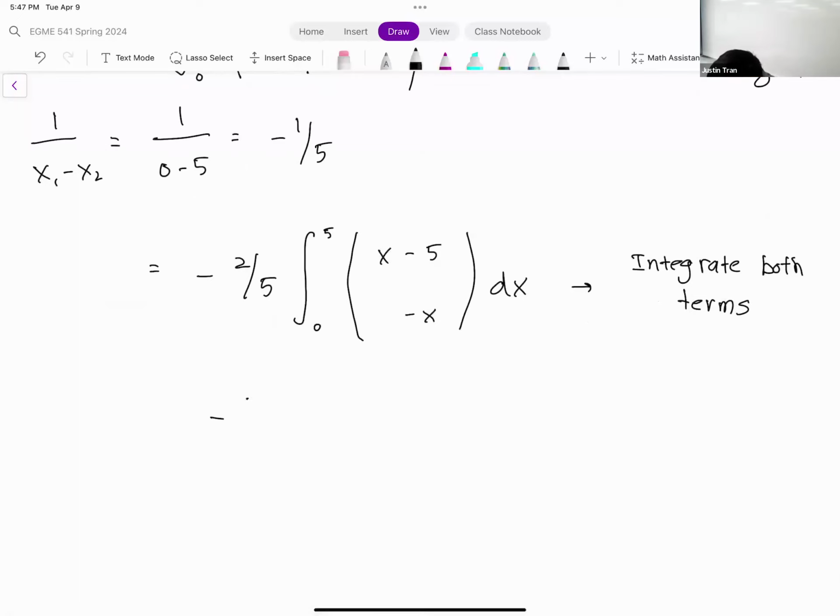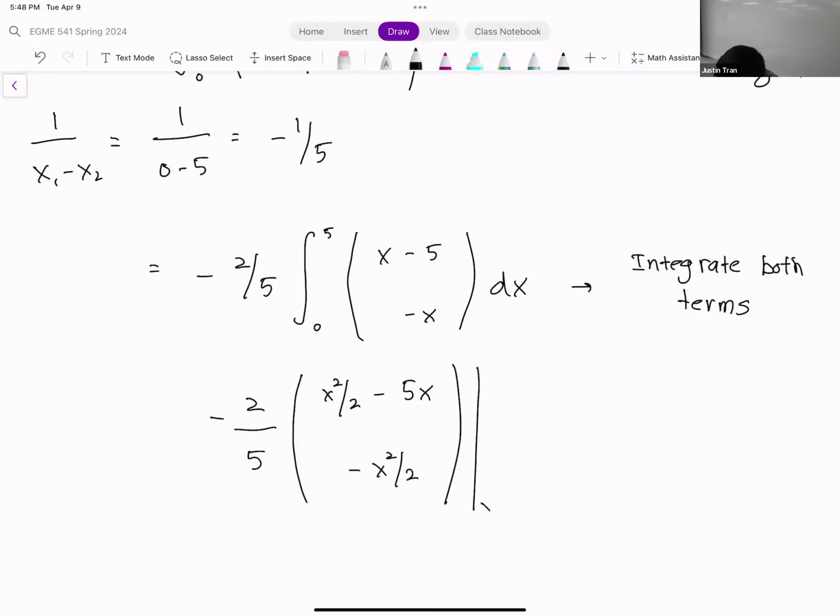Okay, so we have a -2/5, can't forget about that. And then the integral of the top term there is going to be x squared divided by 2 minus 5x. And then the integral of the bottom term, which is minus x, is going to be minus x squared over 2. And we're going to be evaluating this between x is equal to 0 and x is equal to 5.